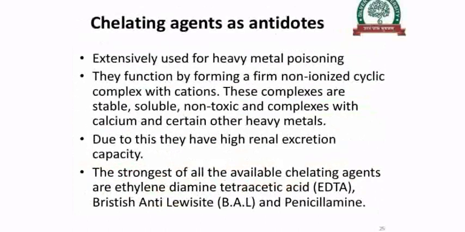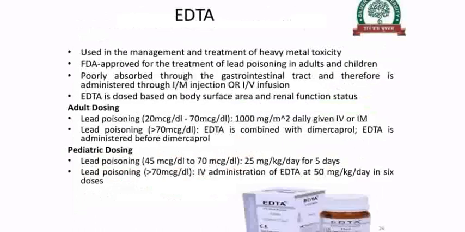Now, chelating agents as antidotes are normally used for heavy metal poisoning. Examples are EDTA, BAL, that is British anti-lewisite, and penicillamine. These are the three chelating agents used as antidotes. EDTA is a widely prescribed antidote that is effective for most cases of heavy metal poisoning, like arsenic, lead, etc.